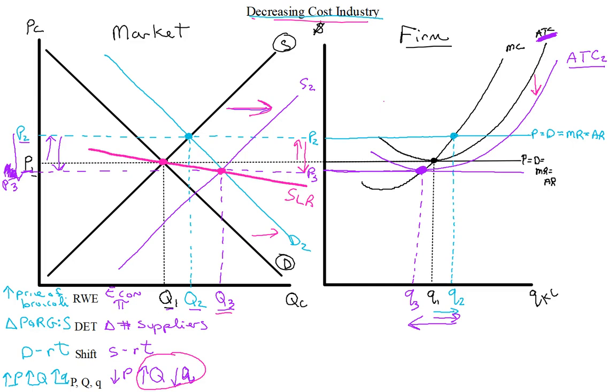And so from beginning to end, we're going to end up with a lower price, a higher quantity in the market, and a decrease in production by each individual firm, with a long run downward sloping supply curve. Decreasing cost industry. Why? Because average total cost shifted down, and because the long run supply curve in the market is downward sloping. Weird stuff happening there. That's called a decreasing cost industry.